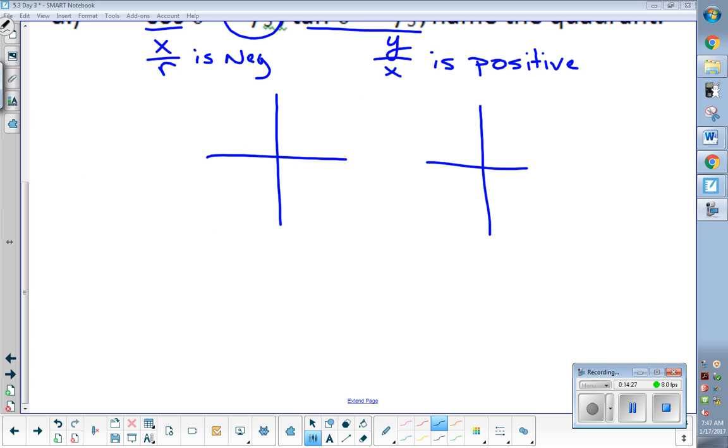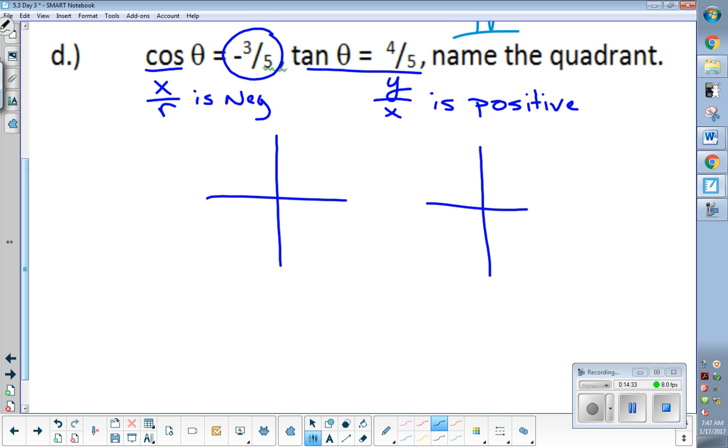So hopefully you got a chance to try it. Let's see. If x over r is negative, because cosine was negative, don't care about r. X is negative when you go to the left. So that tells me it's either quadrant 2 or quadrant 3. Y over x is positive, so I can't cross out either of them.